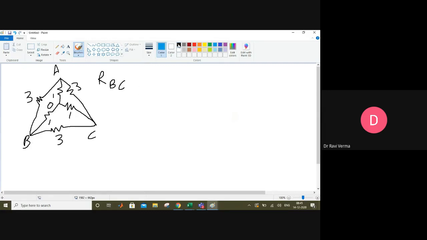First I'll take the black color. So I won't disturb the main circuit. This is one resistance, this is one resistance, and this is one resistance.